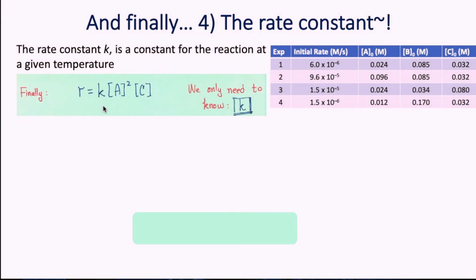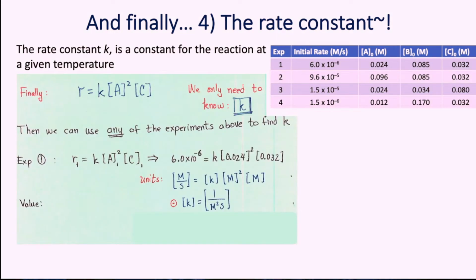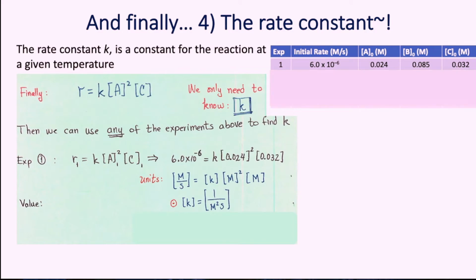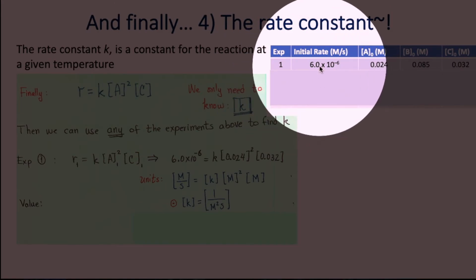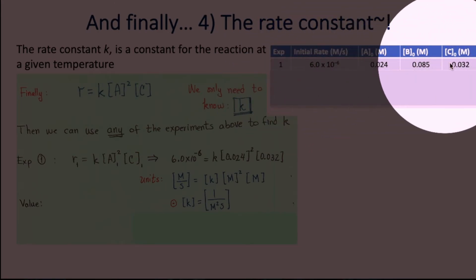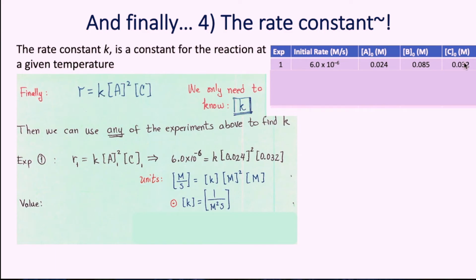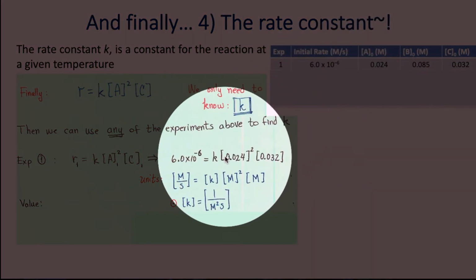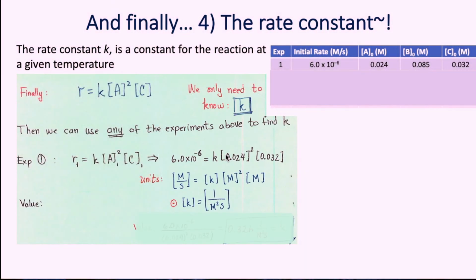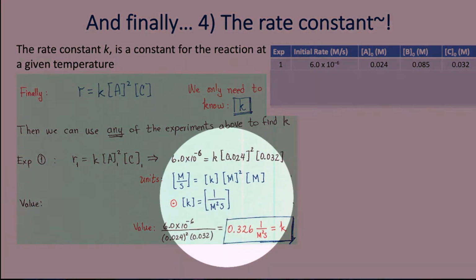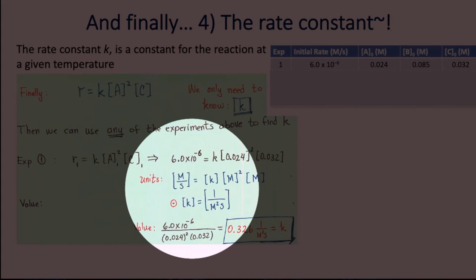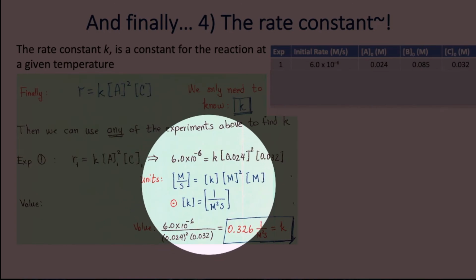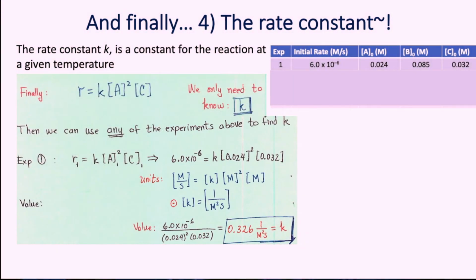For this one, looking at the data, I can substitute all the appropriate values for any of the experiments, but let's use experiment 1. When I do that, I take into account, according to this expression, the initial rate, the concentration of A, and the concentration of C. When I do those numerical substitutions and solve for K, I find that the value for the rate constant is 0.326 1 over molar squared times second. Now also remember to work out the units. Do not forget to do the dimensional analysis to get the units of this rate constant.